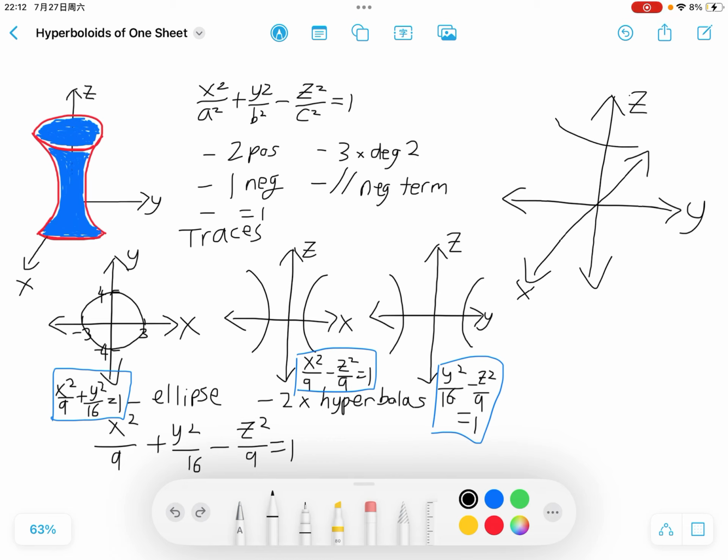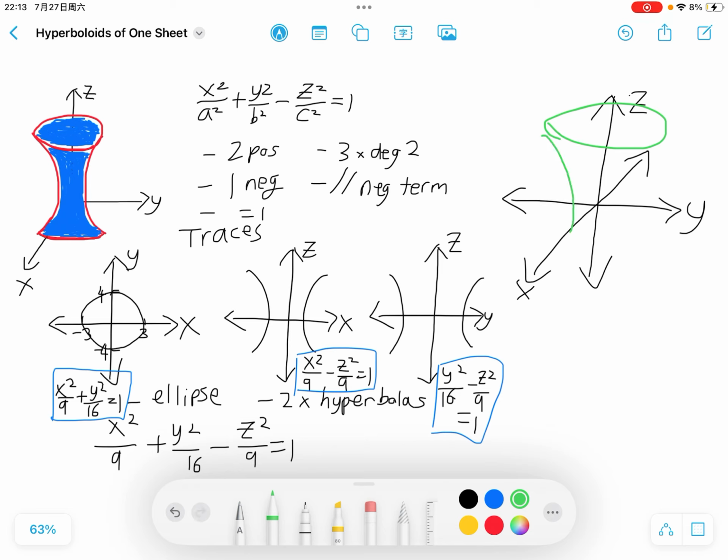So our top view would be something like this. Let me just use green to emphasize this. It's approximately an ellipse. If the bottom view is an ellipse, the top view is also approximately an ellipse, right? It's like from this shape. And then we also have the hyperbola. So we have a hyperbola on the x and z.